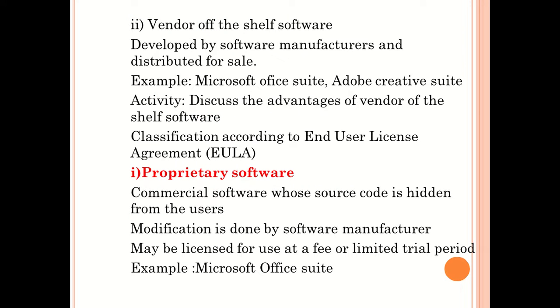Then we have what we call vendor-off-the-shelf software. Vendor-off-the-shelf software is developed by software manufacturers and distributed for sale. So when you go to a software shop looking for maybe Microsoft Office, you are going to be given it, because they are meant to solve a wide range of issues of many users. That's why we say vendor-off-the-shelf. An example is Adobe Creative Suite. This one is graphic design software, and it can solve as many issues as possible of many users. And then we have the Microsoft Office Suite, which can also solve many issues of many users.